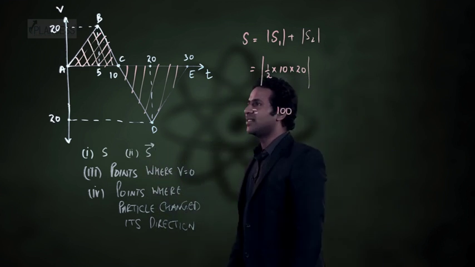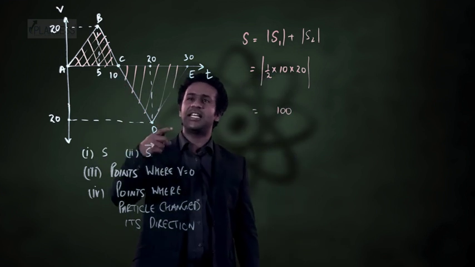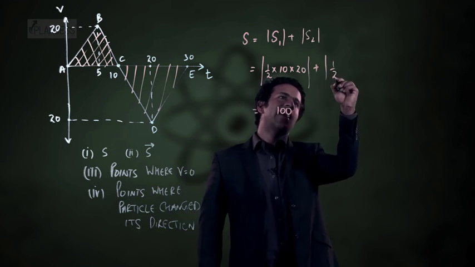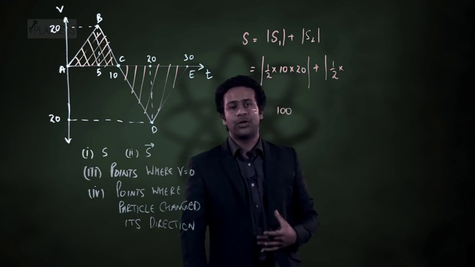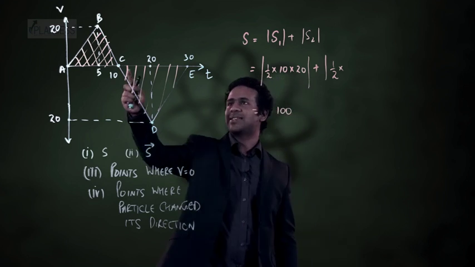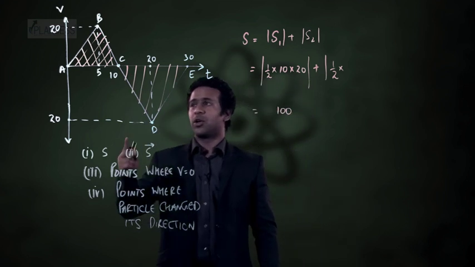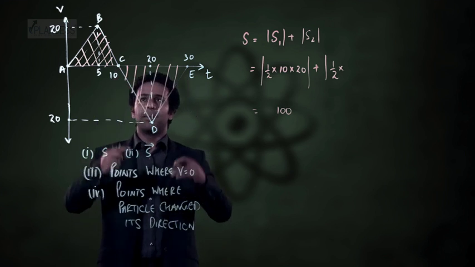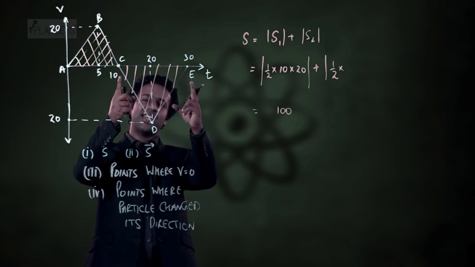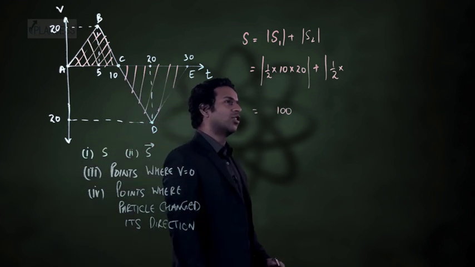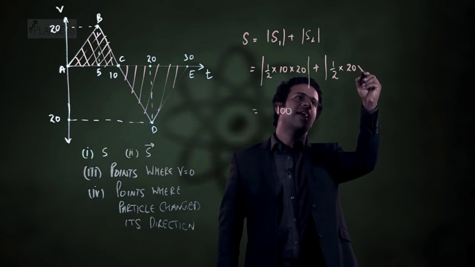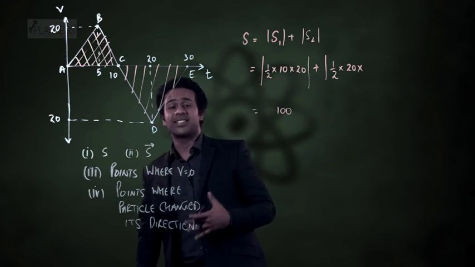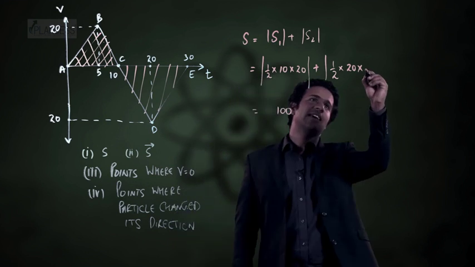Let's look at the second part, which is the motion from C to E. In this case, again, it is a triangle, so we'll use half into base into altitude. The base has a length of 20 because we are considering a section between t equal to 10 and t equal to 30. Between this, the time has changed by 20 units. So the base is 20 into the height. Now the height is below the axis, so it is actually negative. So the height is minus 20.